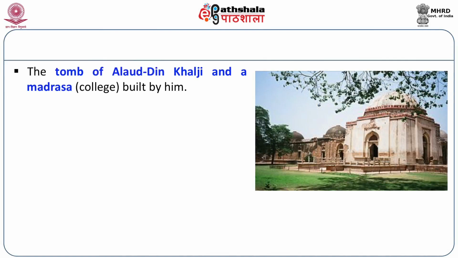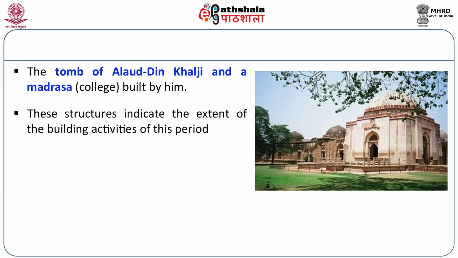Now we come back to the tomb architecture, that is the tomb of Alauddin Khalji. An adjacent madrasa or college was also built by him. These structures indicate the extent of the building activities of this period. When we talked about the first period of the Mamluks, we did not find so much building activity in Delhi, but this is the period when it took a big turn. It is very important to mention that development in different areas took place during this period, and the expression of that development comes through this architecture, through these buildings that we are looking at.